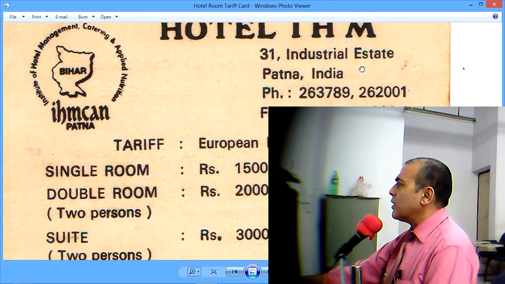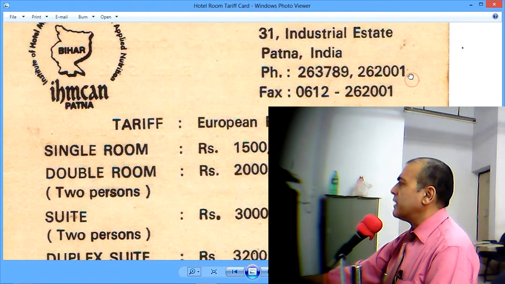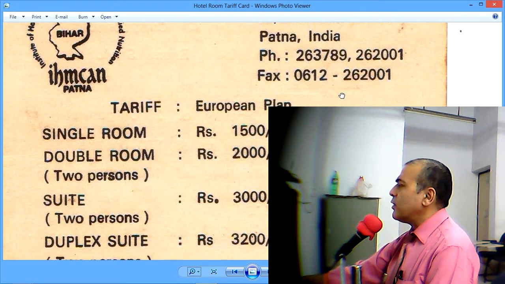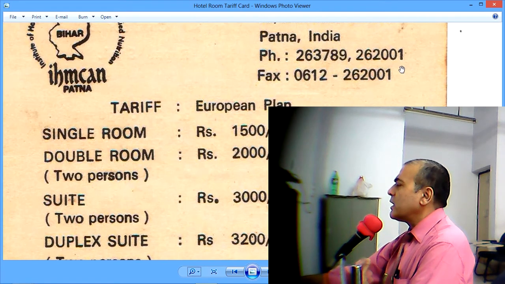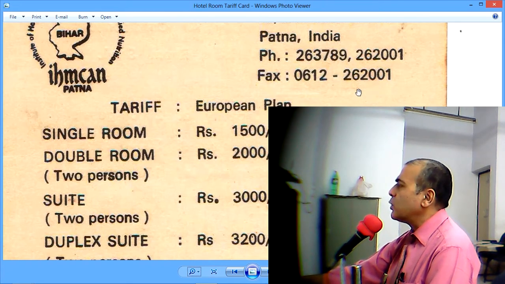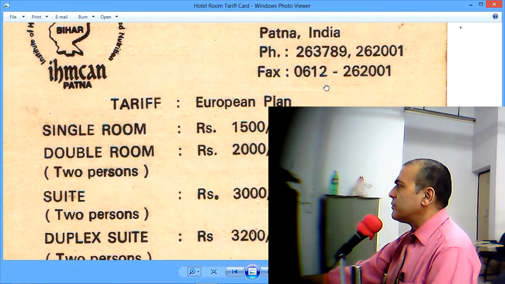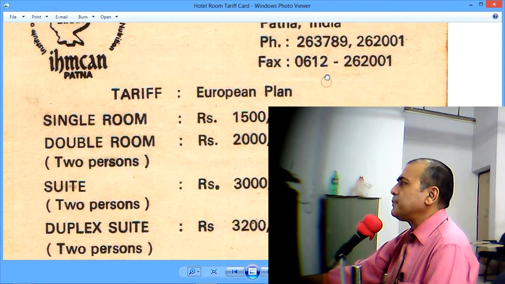Address is for written mode of reservation. Phone number is for the telephonic mode of reservation, verbal mode of reservation. And fax is for that facsimile mode of reservation, where he sends an application or a letter through a fax machine, and we get a copy of that image at our end in the hotel, and that becomes a proof that the guest has requested for reservation.